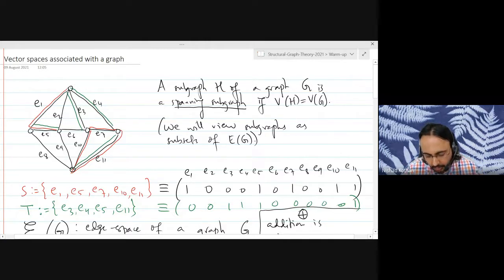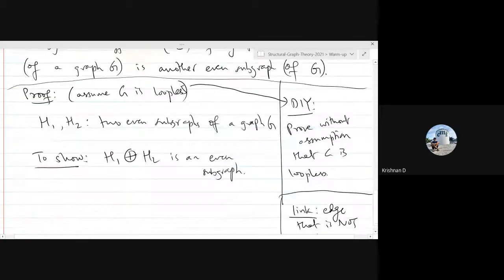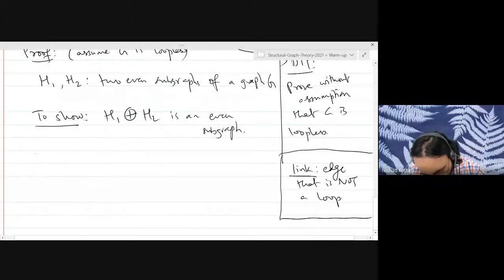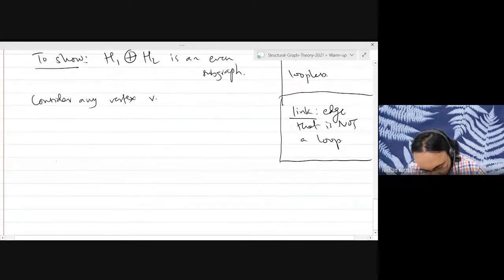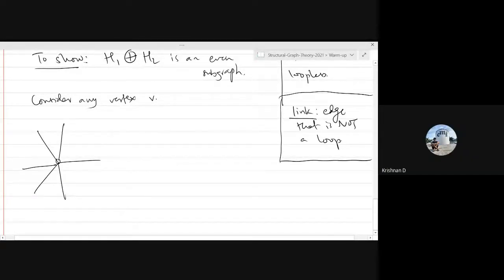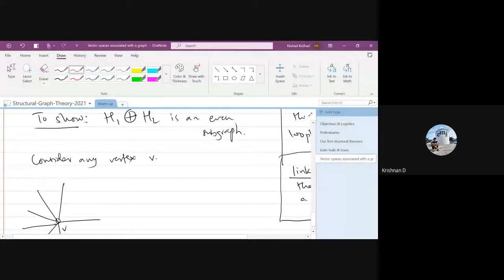So how do we show this? You can look at a vertex. Okay, let's look at one vertex. Consider any vertex V. Okay, now what should we do? It will have some even number of green edges and an even number of red edges. Great. And they might or may not overlap.